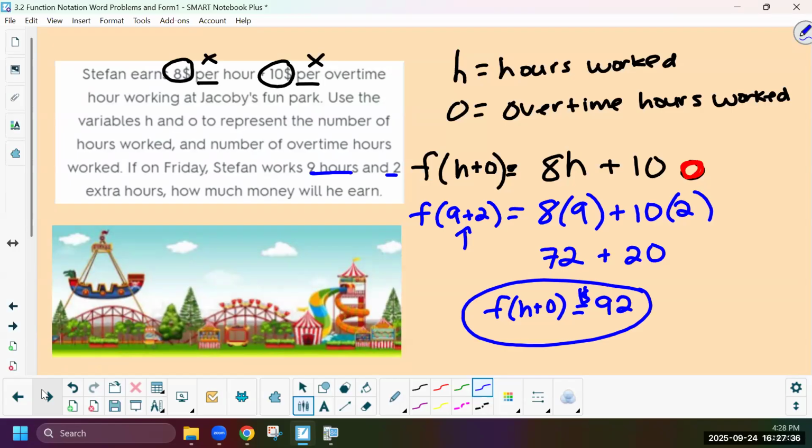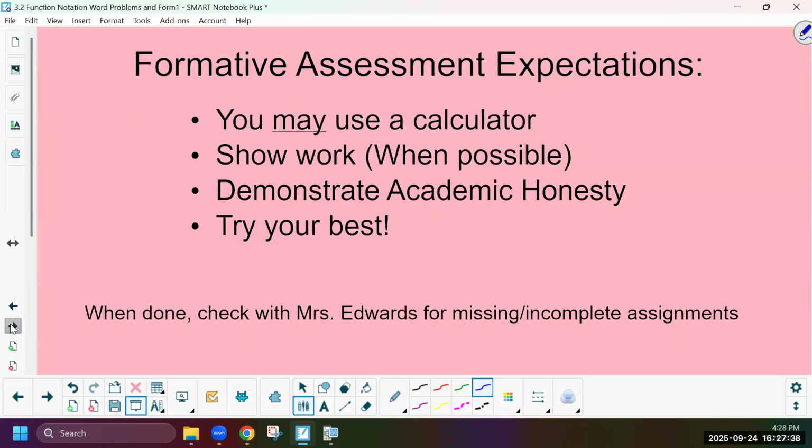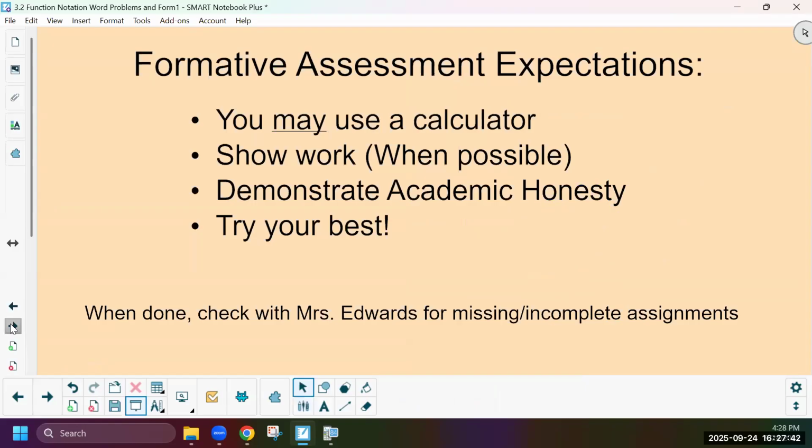Okay, so now you're going to take your formative. So here are my expectations as usual. You may use a calculator. Please show your work whenever possible. Demonstrate academic honesty and try your best. Okay, if you get done, I am not there for the missing assignments, but you can finish anything from this week that you did not finish. And then if you get done early, I trust you guys enough to work on IXL. Just make sure that you plug your computers back in when you're done.